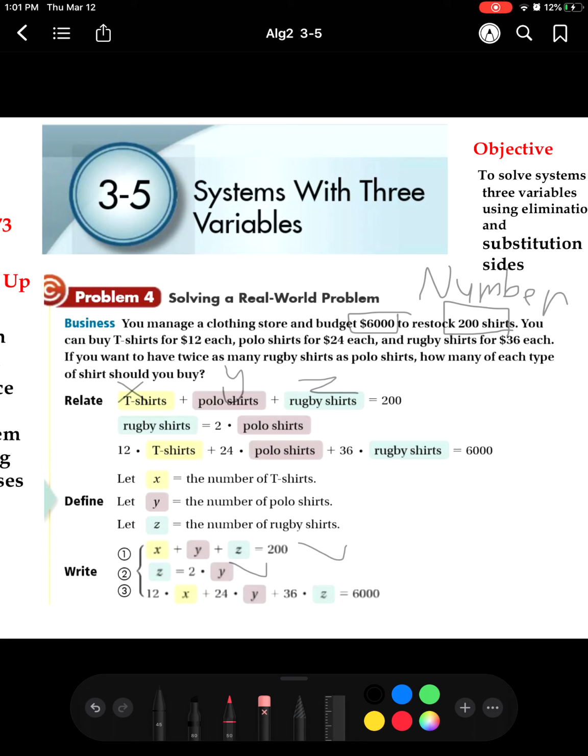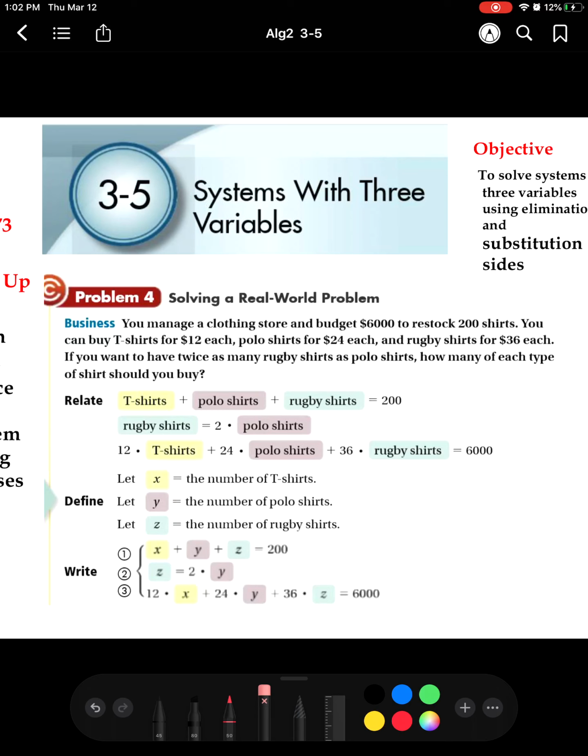The third one will talk about the cost. The final cost for everything is 6,000. What's the price of each? The t-shirt is 12, so 12 times the x plus 24 times the y plus 36 times the z equals 6,000.